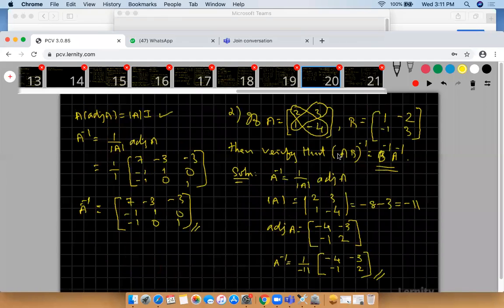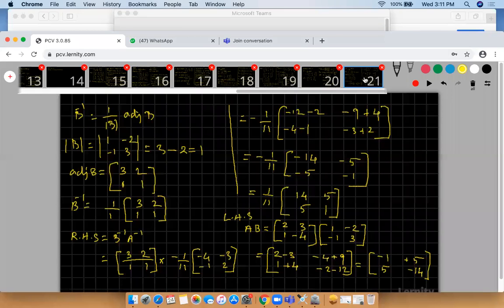One important result, AB the whole inverse equal to B inverse into A inverse, not A inverse, B inverse first, B inverse, A inverse. This is the reverse law of inverses. Okay, please take it. We'll go for the next slide.